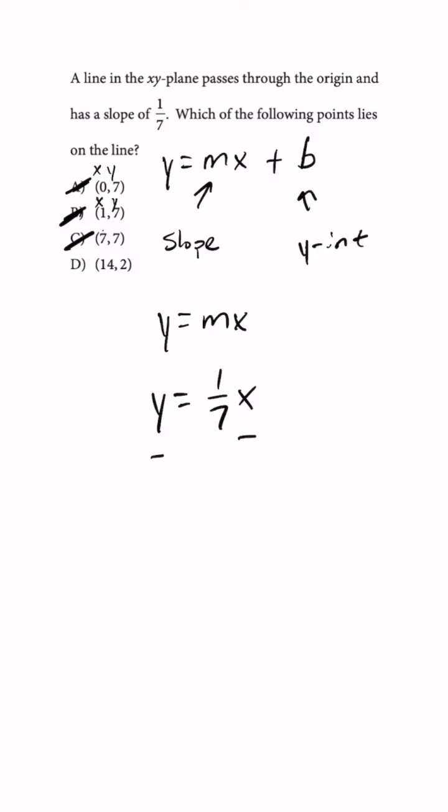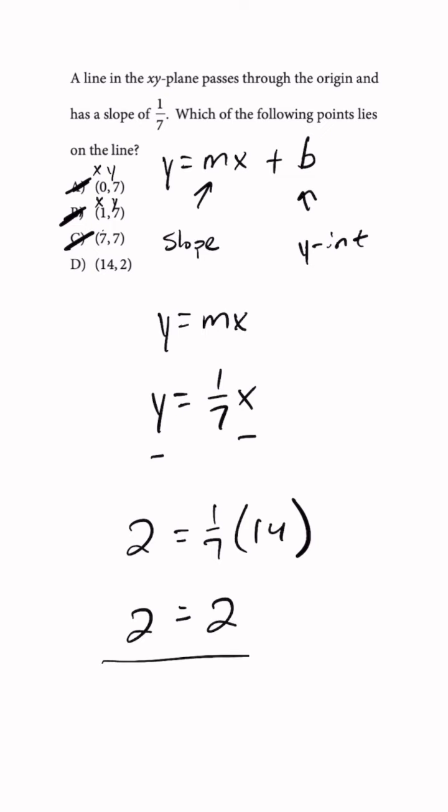And then lastly, letter D, we have 14, 2, and if we plug in 2 for y and 14 for x, we would have 2 is equal to 1 over 7 times 14. And if we simplify that, we would get 2 is equal to 2, because 14 divided by 7 is 2. So now that our equation is true because 2 is equal to 2, we can go with letter D.